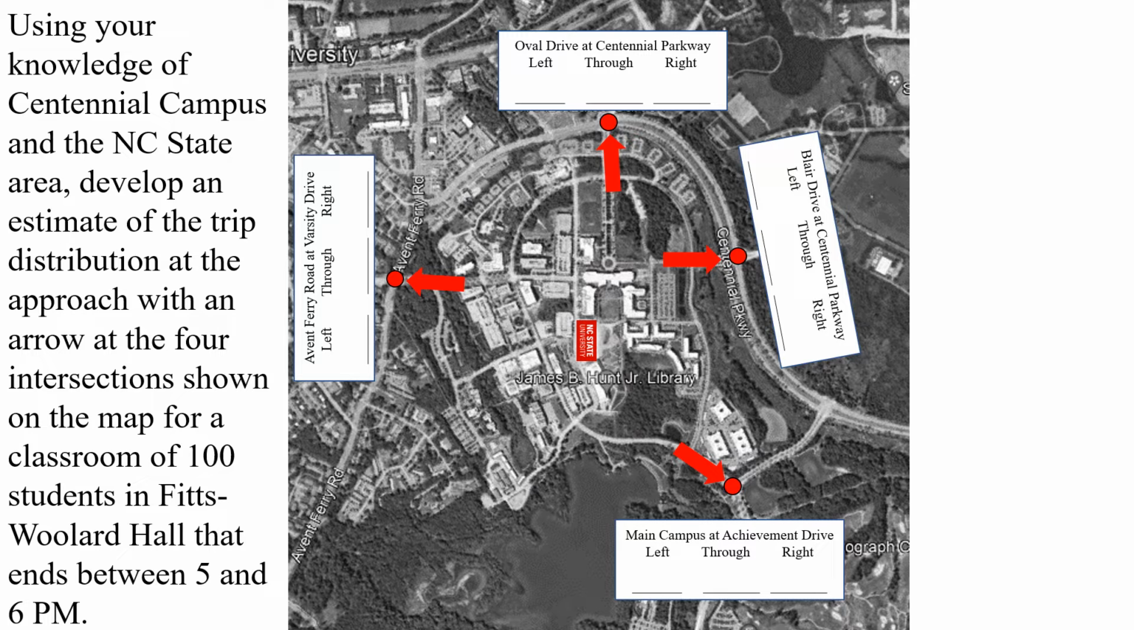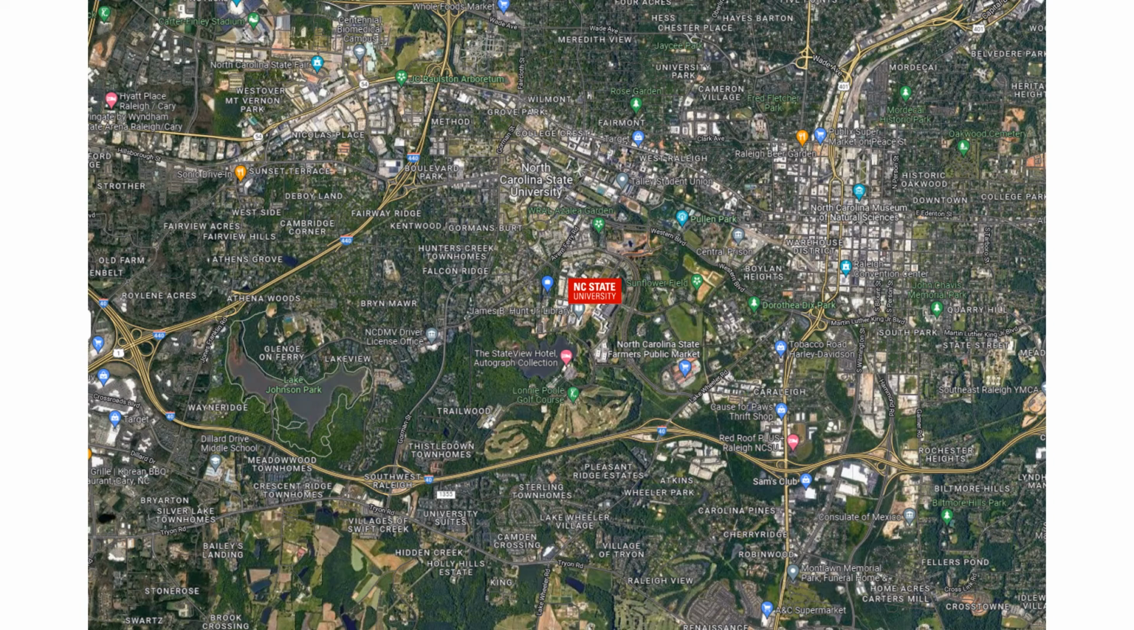This is leaving campus, because this is for a classroom of 100 students that are in the building shown with the NC State logo, and that class ends between 5 and 6 p.m. So really we're focused on trips that are leaving campus at this point. So this is the objective of this process and this assignment.